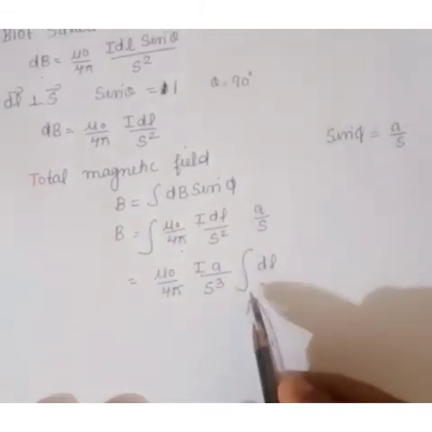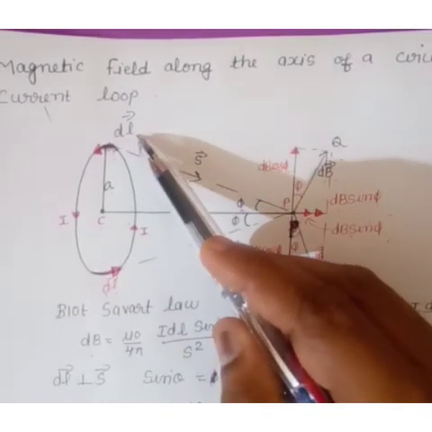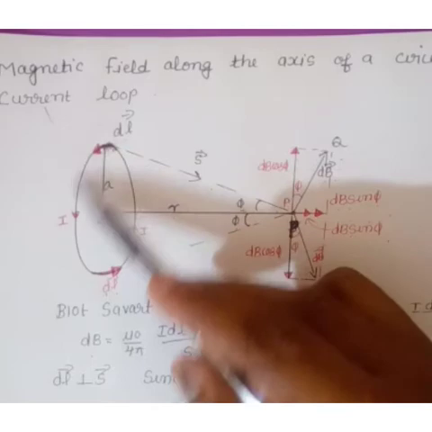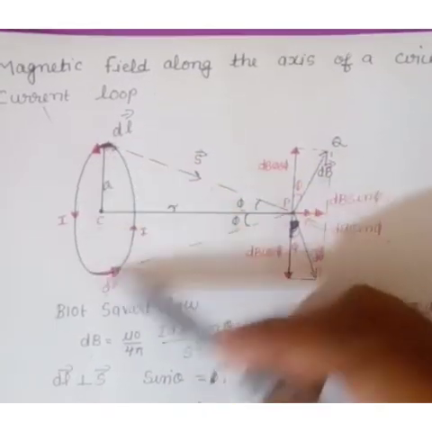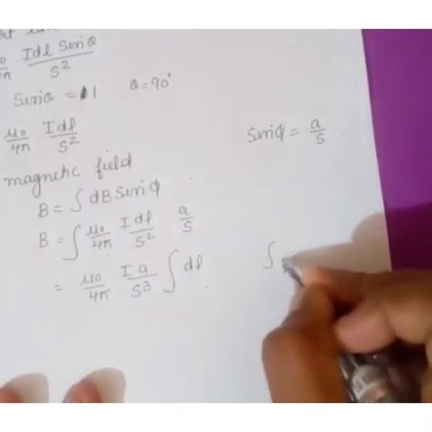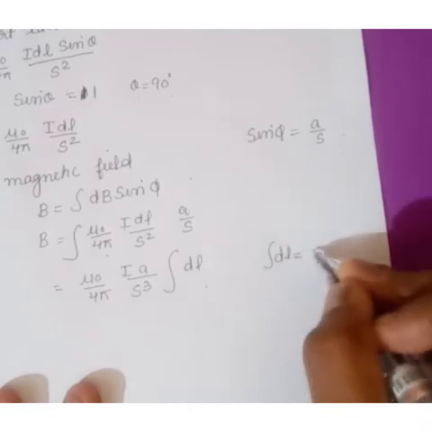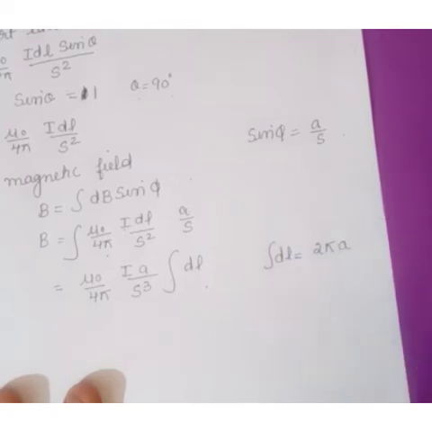Then what about the integral of dl? Here we consider only a small element dl. The integral of dl means the circumference of the circle. So what is the value of the integral of dl? It is equal to the circumference, which is 2 pi into the radius, 2 pi a.